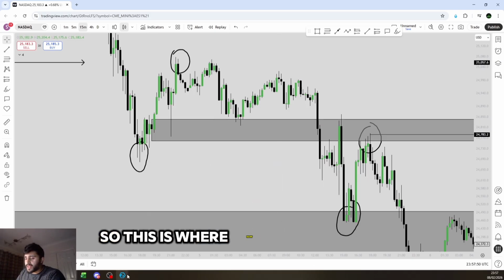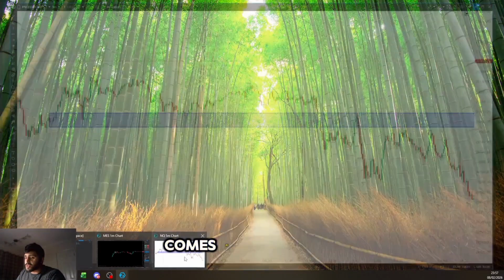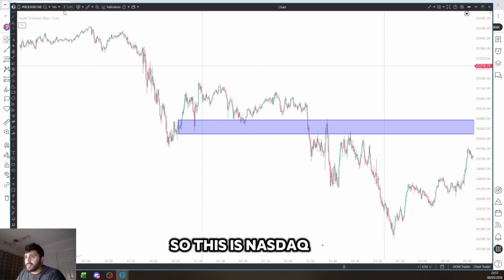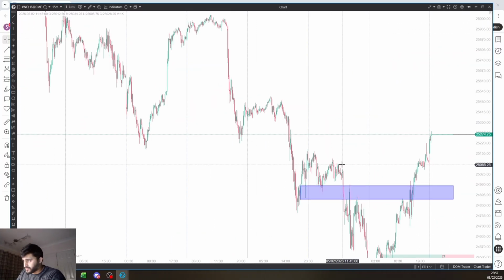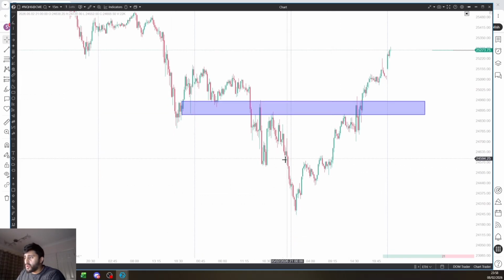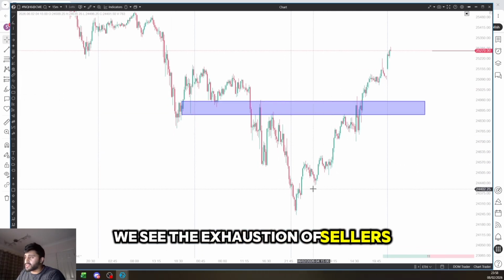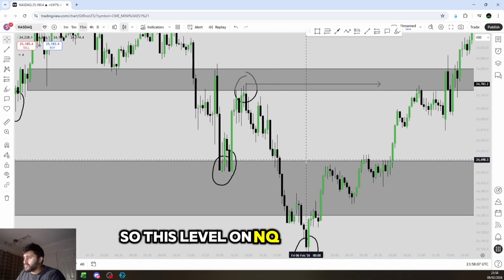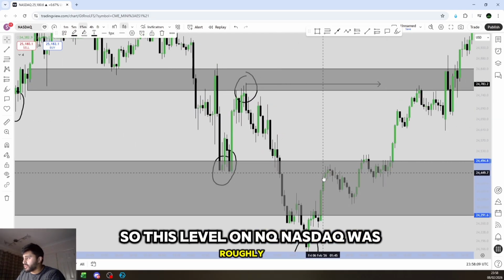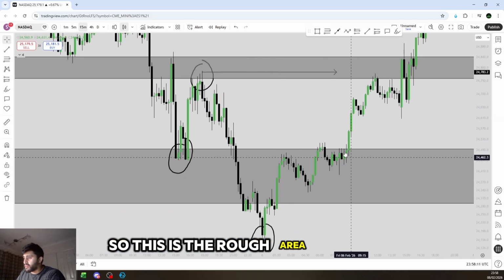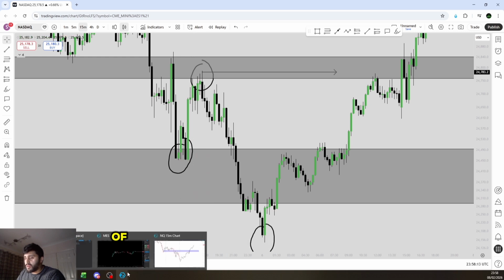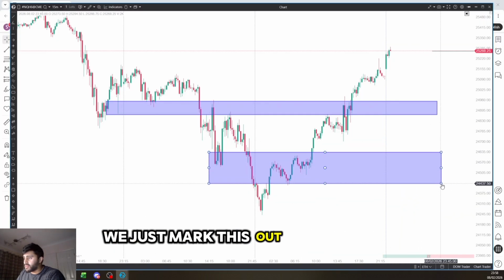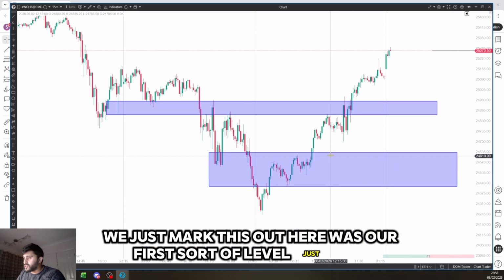So this is where the order flow comes in handy. Let's just take a look at the order flow. So this is NASDAQ 15-minute time frame. Same key level. We see the exhaustion of sellers down here. So this level on NQ NASDAQ was roughly 24. This is the rough area of the level. So if we go to NASDAQ over here, we just mark this out. Here was our first level, just here.